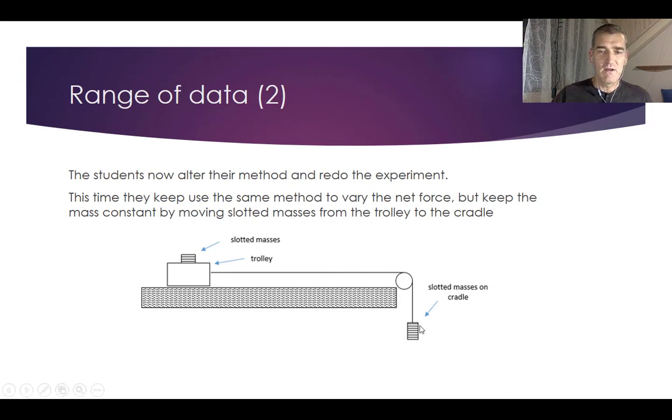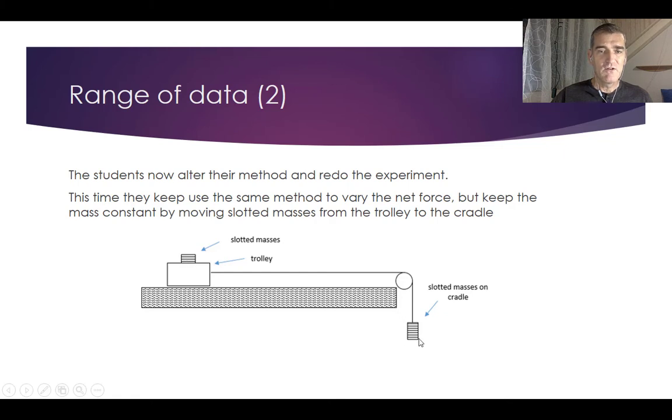Because we're applying a net force here, we have to take into account the mass that we're also adding to the system. So we can increase the net force without increasing the mass of the system by simply moving slotted masses from the trolley to the cradle mass. So in this situation, we're going to have 500 grams for the trolley, another 100 grams worth of slotted masses, which you can move from here to here.